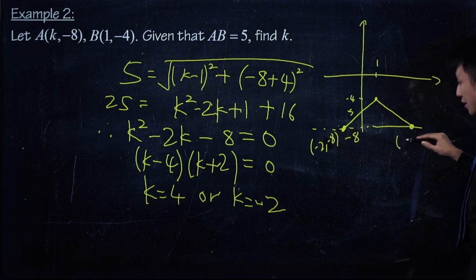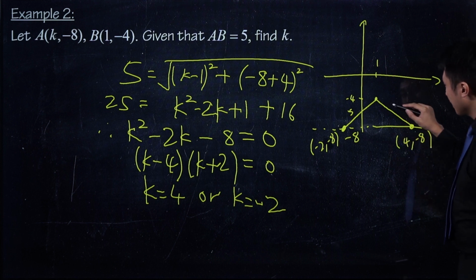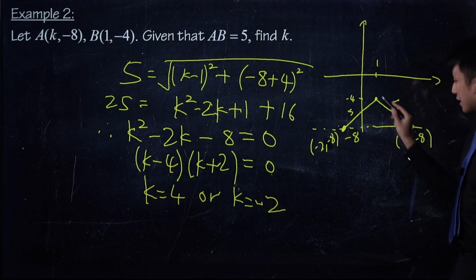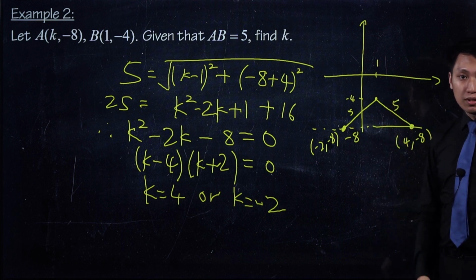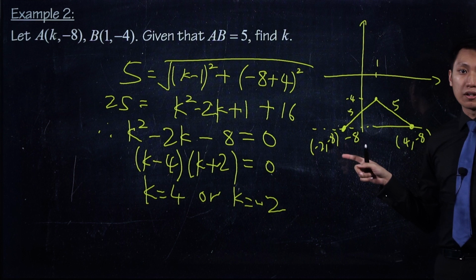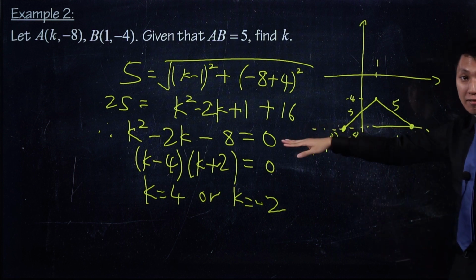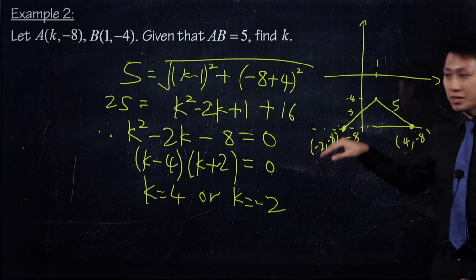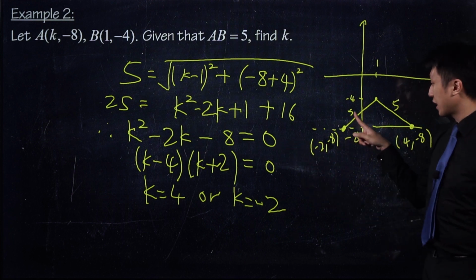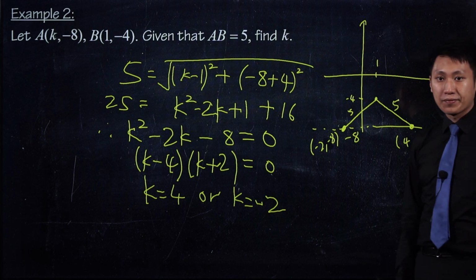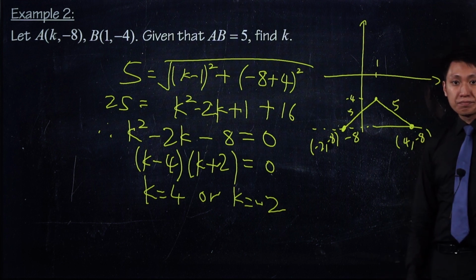And the other one here is what? 4 and negative 8. So here they have distance 5, and here they are distance 5. So there are 2 answers in this question. Instead of 1, you have 2, because k is unfixed, so it can be somewhere here, just to make sure that the distance is 5 only. Right? No problem with this?